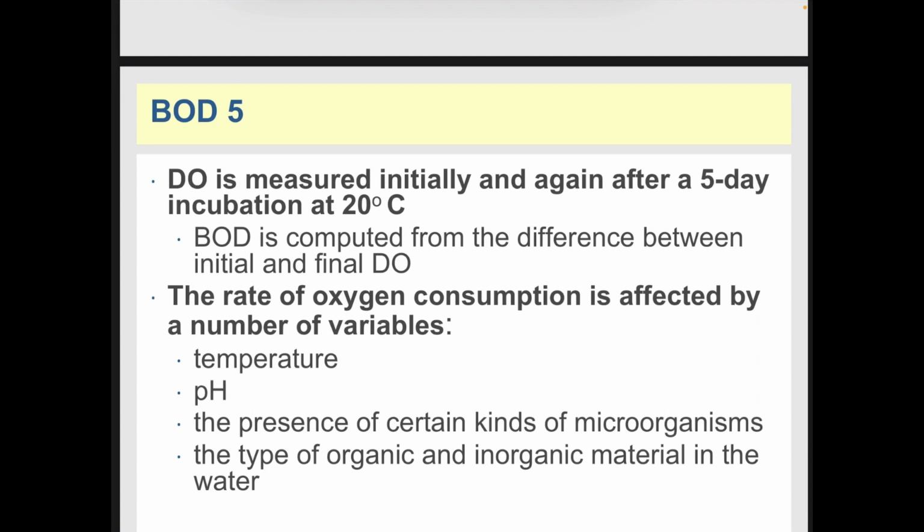The rate of oxygen consumption is affected by a number of variables. There could be temperature change, pH change, and the presence of certain kinds of microorganisms. It also depends on the microorganisms present and the type of organic and inorganic material in the water.